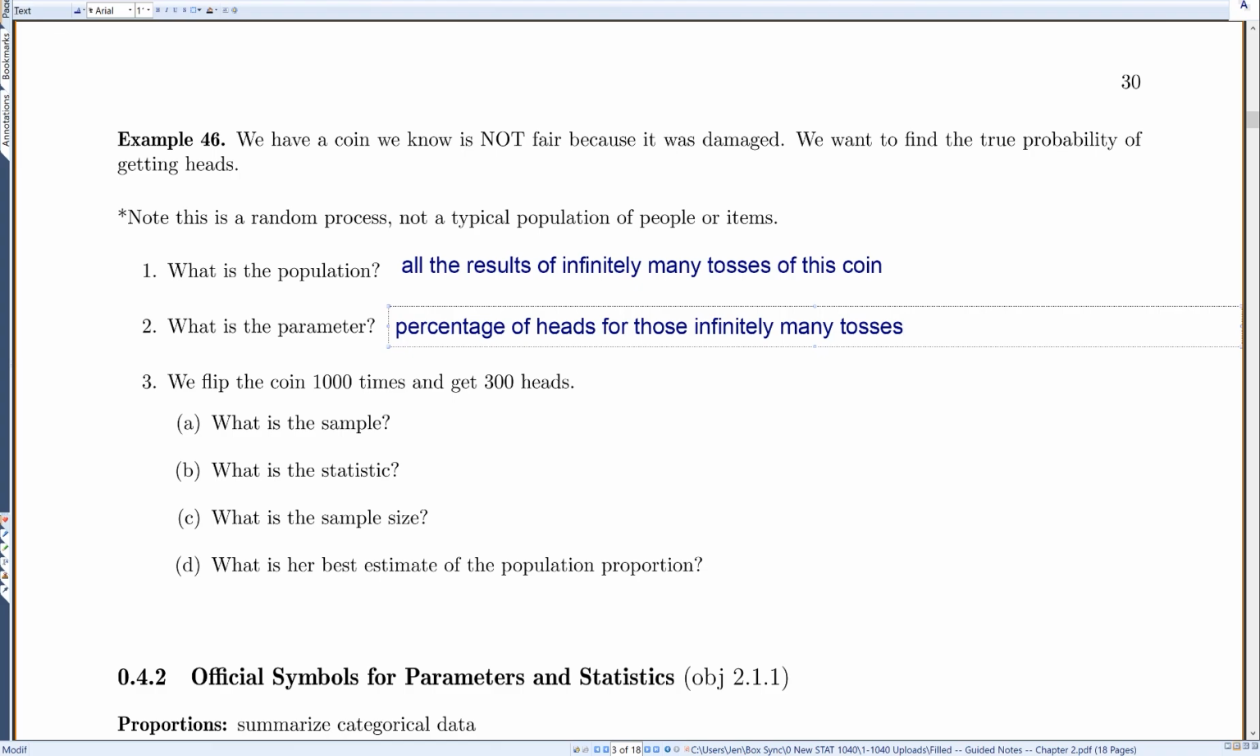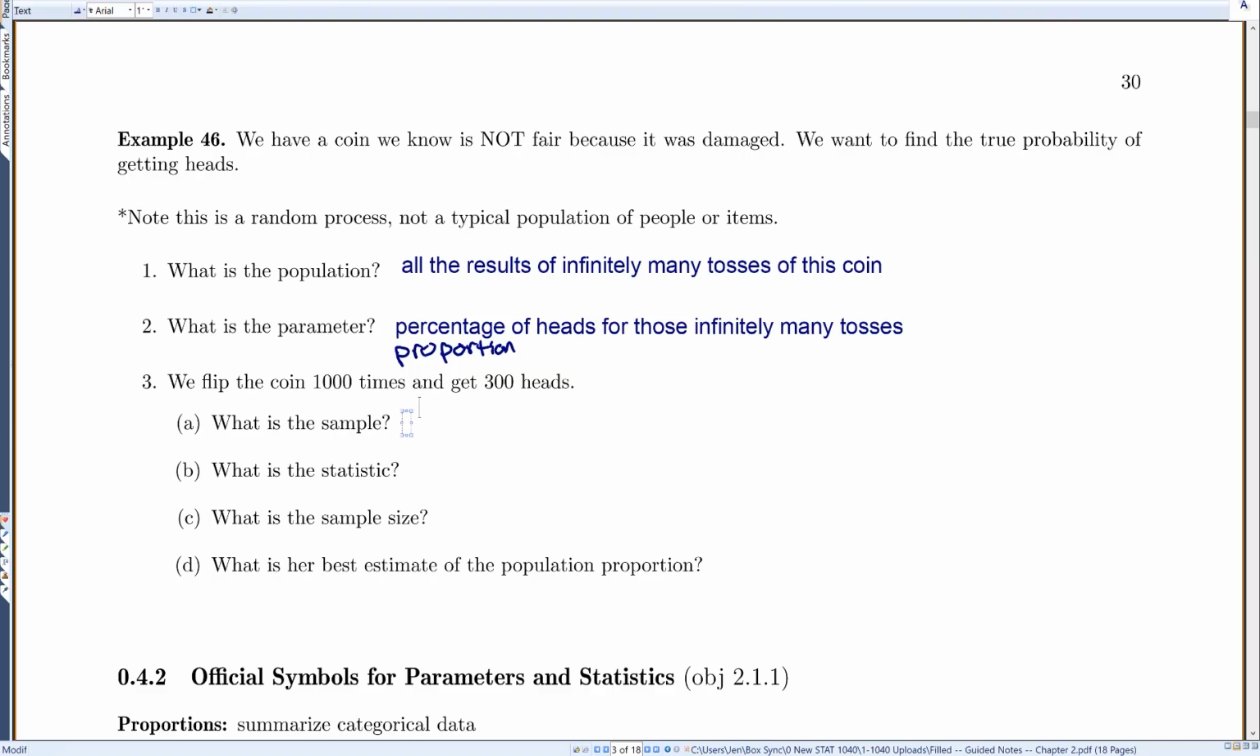The percentage or the proportion, like we can do percentage or proportion. Again, people just like percentages better. It just feels better to us, I think. But we can use proportions as well. Let's see, so let's say we flip the coin 1,000 times and get 300 heads.